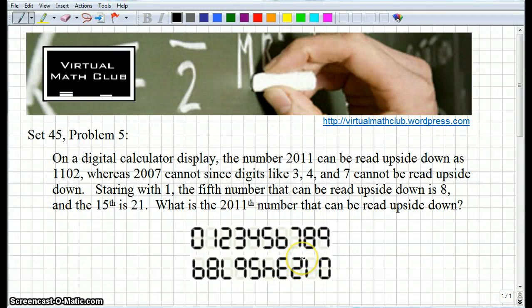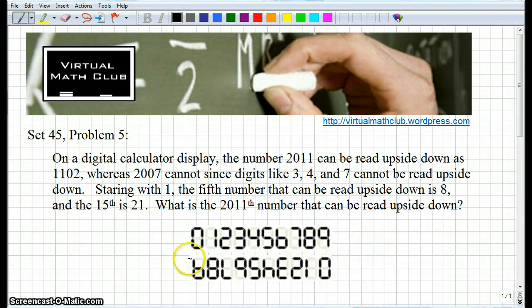Problem number 5. On a digital calculator display, the number 2011 can be read upside down as 1102, whereas 2007 cannot, since digits like 3, 4, and 7 cannot be read upside down. Starting with 1, the fifth number that can be read upside down is 8, and the 15th is 21. What is the 2011th number that can be read upside down?